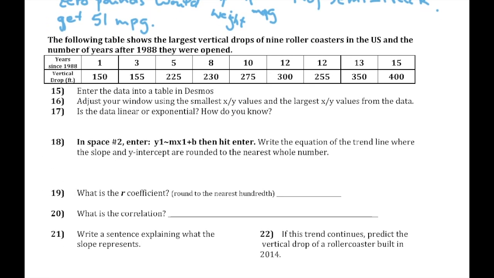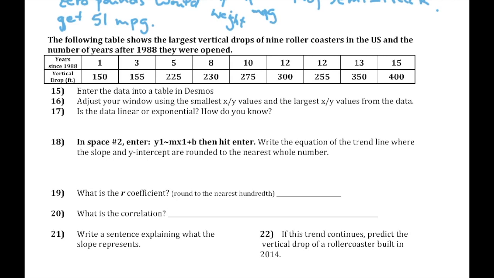All right, so moving on to our last example. The following table shows the largest vertical drops of 9 roller coasters in the US and the number of years after 1988 they were opened. So we're going to take this information, use that Desmos calculator one more time, and I'll walk you through that again. We're going to enter the data into the table in Desmos.